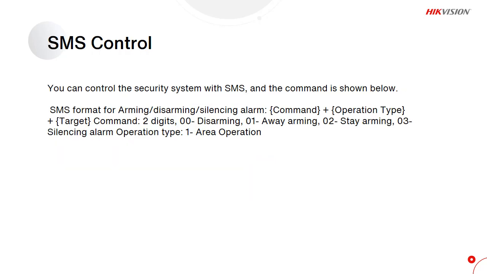You can control the security system with SMS, and the command is shown below. SMS format for arming, disarming, silencing alarm. Command, plus, operation type, plus, target, command. 2 digits, 00 disarming, 01 away arming, 02 stay arming, 03 silencing alarm operation type, 1 area operation.